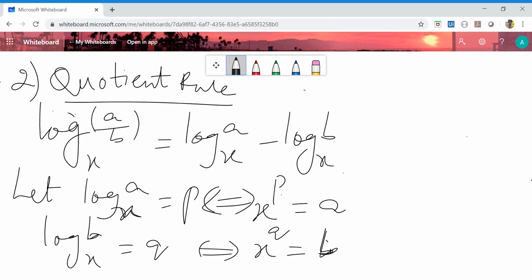Then what do you have to consider here? Not the product, because previously in the product rule we assumed the product. Here, what is the quotient you have to consider? So consider A by B.